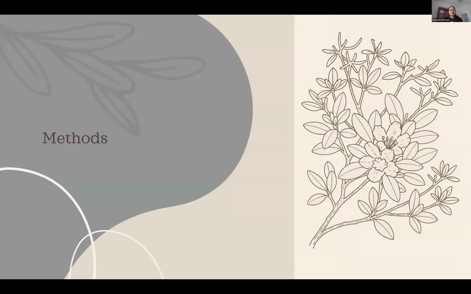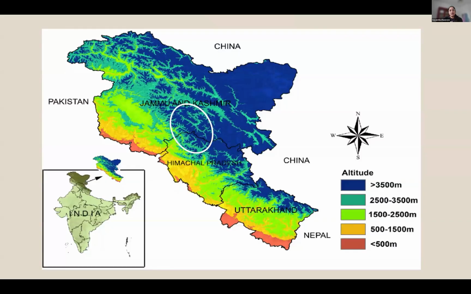So I conducted my study in two Himalayan states in India, which are Himachal Pradesh and Jammu and Kashmir. And here is my study area. The elevation of my study area varied between 3,200 and 4,200 meters. The mean annual precipitation varied between 400 millimeters and 1,200 millimeters. And the mean annual temperature during the growing season varied between 4 degrees and 10 degrees.